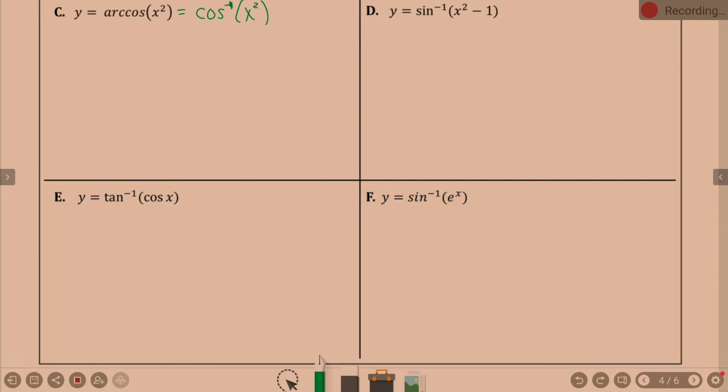Okay. Now, ready, guys? What is the derivative of cosine inverse of something?